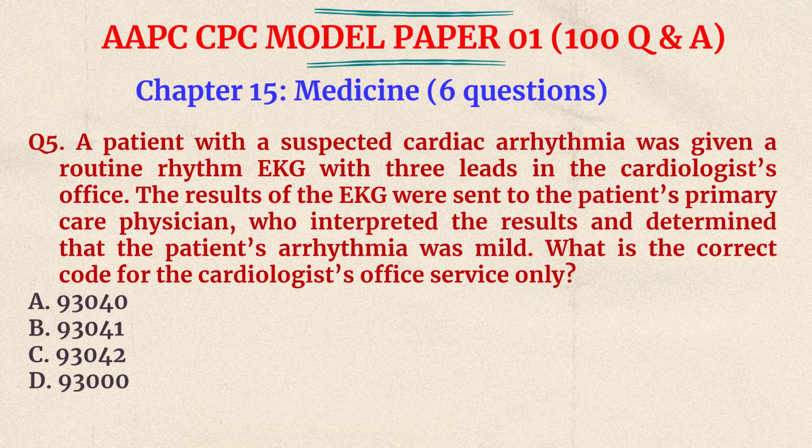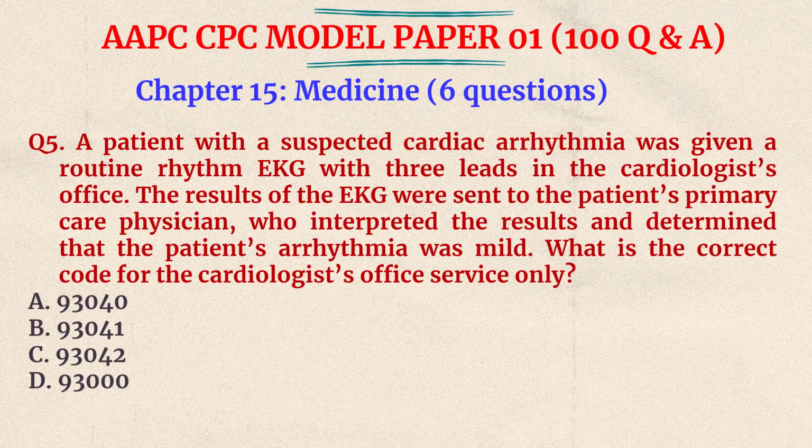Question number 5. A patient with a suspected cardiac arrhythmia was given a routine rhythm EKG with 3 leads in the cardiologist office. The results of the EKG were sent to the patient's primary care physician, who interpreted the results and determined the patient's arrhythmia was mild. What is the correct code for the cardiologist office service only?